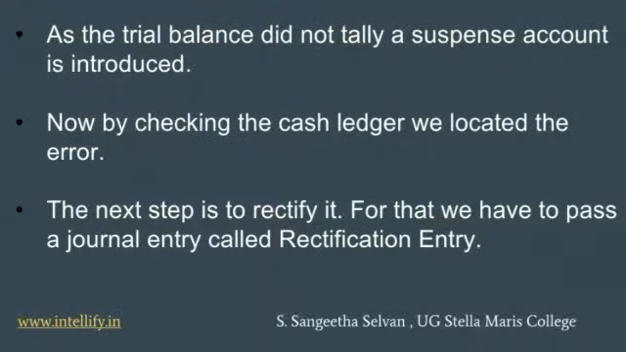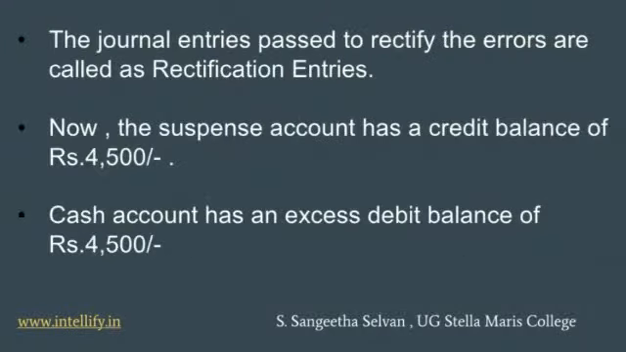For that, as I said in the beginning, we have to pass journal entries only. Those journal entries which are passed to rectify errors are called rectification entries. So if it is a one-sided error, the rectification entry will have a suspense account, and if it is a double-sided error, the journal entry may or may not have a suspense account.